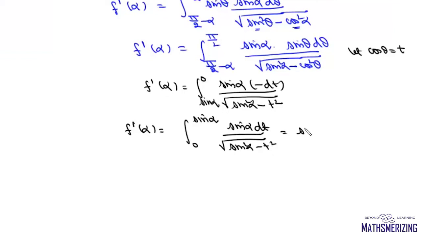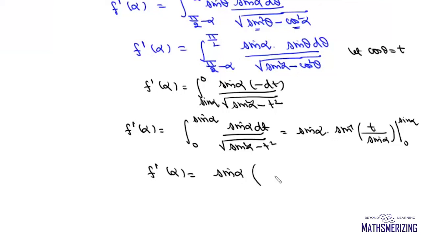Now here sin α is constant and the integral of 1 upon under root of a² − x² is sin⁻¹(x/a). So it will be sin⁻¹(t/sin α) from 0 to sin α. So we'll write f′(α) is sin⁻¹ 1 − sin⁻¹ 0, and sin⁻¹ 1 is π/2. So we'll write f′(α) is π/2 sin α.